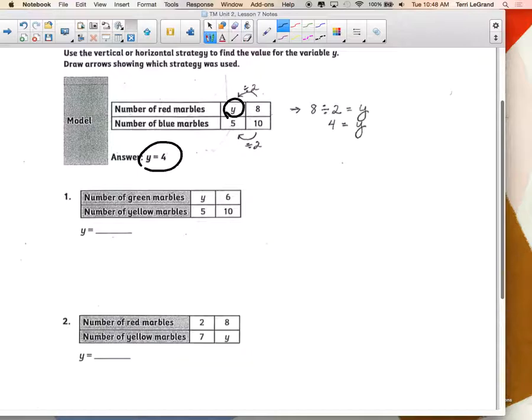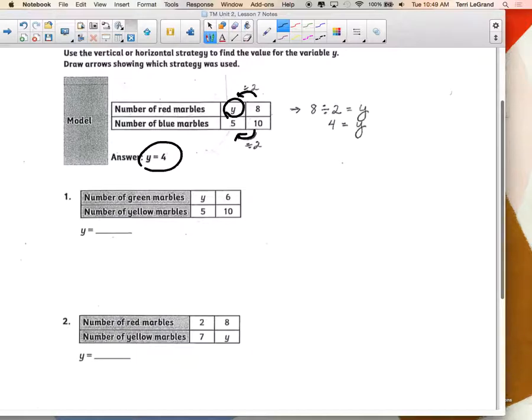So we need to get from 8 to y. So what do we do downstairs to get from 10 to 5 then? We divide by 2. So we have to divide by 2, so 8 divided by 2 gives us our y. Could we have used vertical strategy in this one? Would vertical strategy have been friendly?